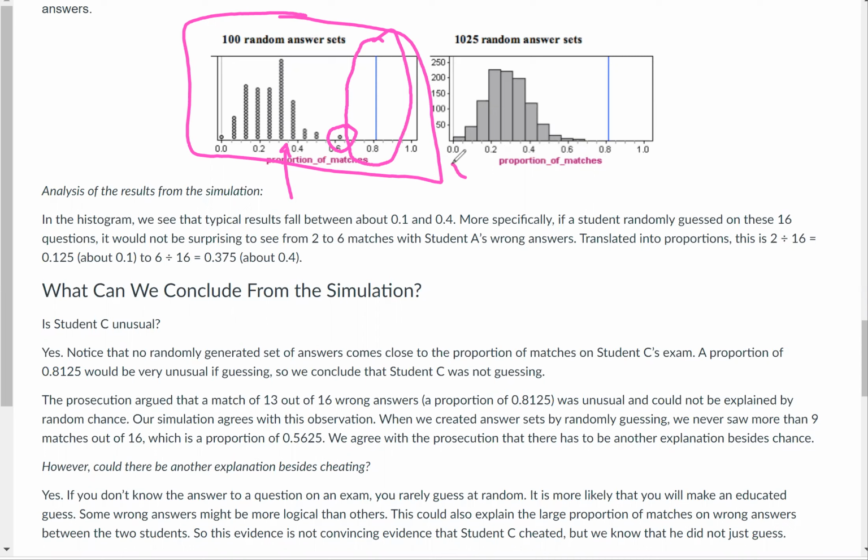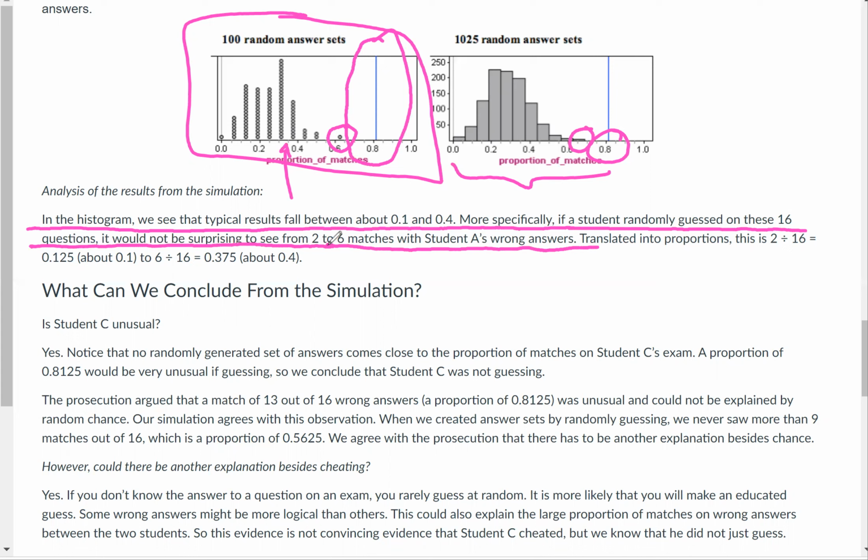And in the histogram, you can see the same data, just differently. The closest one was here. It looks like there's one bar really low there, but it's about 60-something percent, maybe 62, 63, not even close to 81%. In the histogram, we see that typical results fall between about 0.1 and 0.4, which is 10% to 40%. More specifically, if a student randomly guessed on these 16 questions, it would not be surprising to see from 2 to 6 matches with student A's wrong answers. So usually between 2 of the 16 or 6 of the 16 match, somewhere in between. Translated into proportions, 2 divided by 16 is about 10%. 6 out of 16 is about 40%.